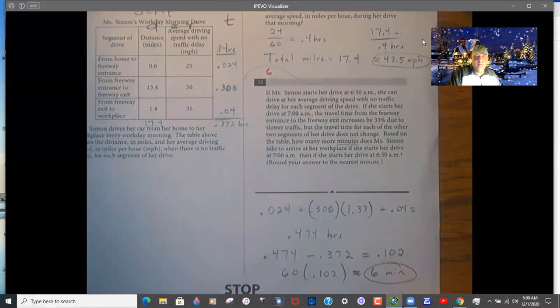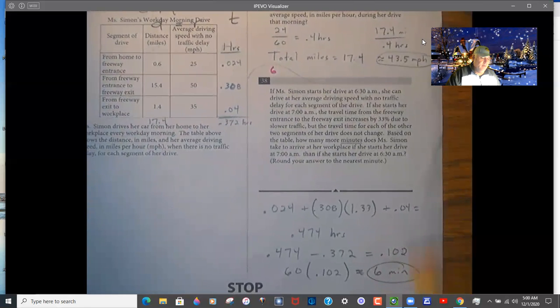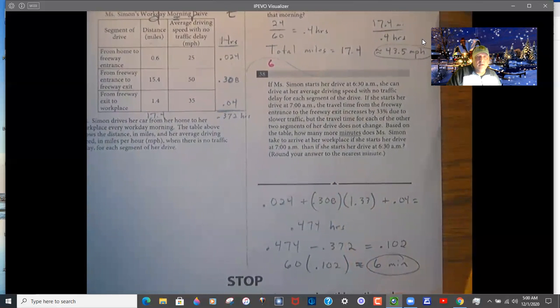Okay, and then problem 38 to end this. Okay, so basically what's going on is you need to figure out how many more minutes does Miss Simon take to arrive at her workplace if she starts her drive at 7 a.m. than if she starts her drive at 6:30 a.m.?